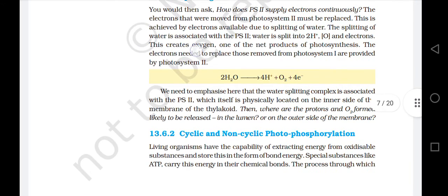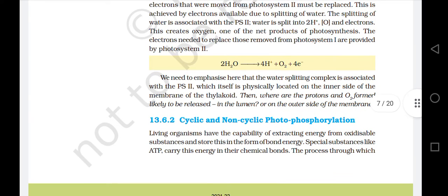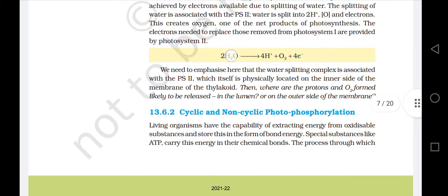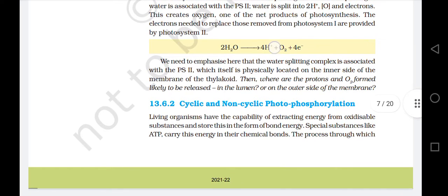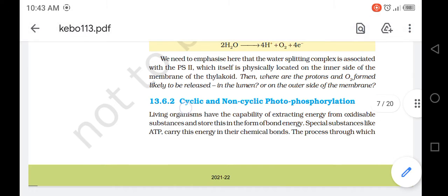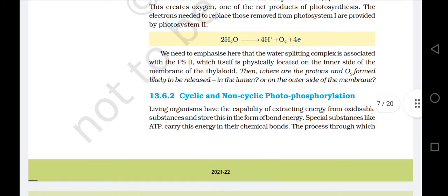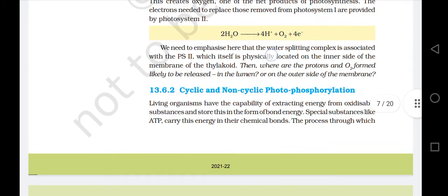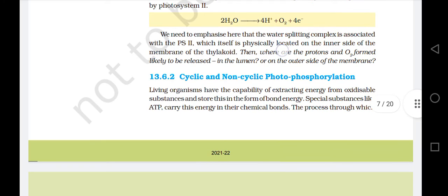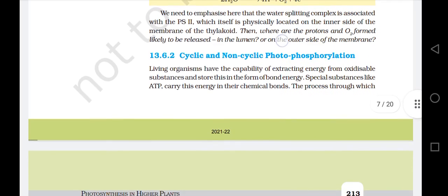The electrons needed to replace those removed from photosystem 1 are provided by photosystem 2. 2H2O gives 4H+ + O2 + 4 electrons. We need to emphasize here that the water splitting complex is associated with photosystem 2, which itself is physically located on the inner side of the membrane of the thylakoid. Then where are the protons and oxygen formed likely to be released? In the lumen or on the outer side of the membrane?